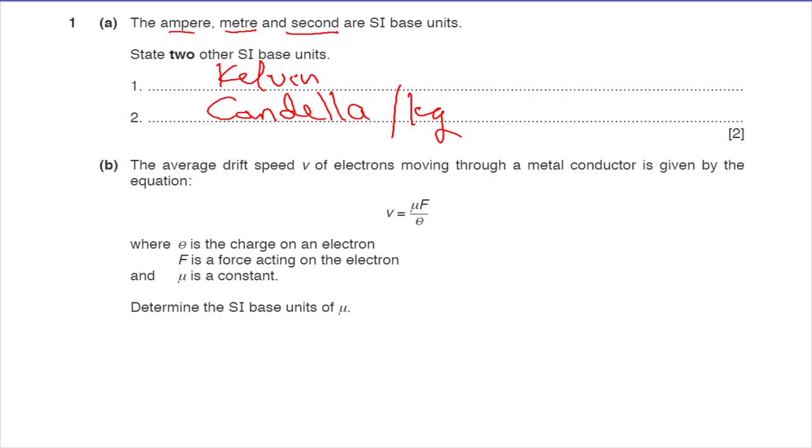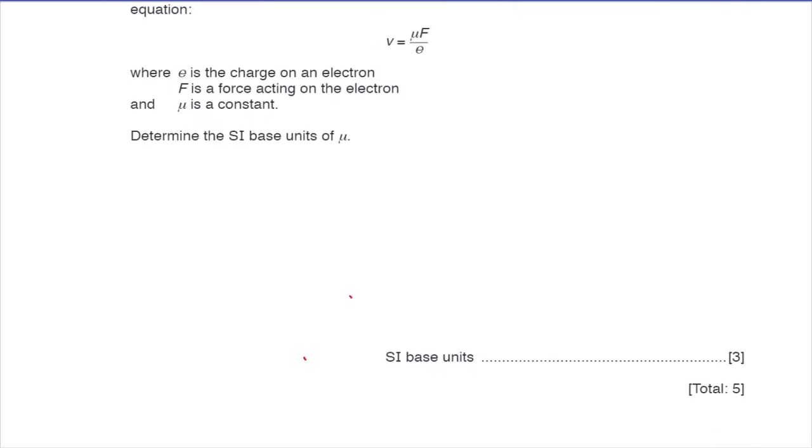The average drift speed v of electrons moving through a metal conductor is given by the equation v is equal to mu F over E, where E is the charge on an electron, F is the force acting on an electron, mu is a constant. Determine the SI base units of mu. Right, so the first thing you need to do here is to make mu the subject of the formula. So your mu is going to be equal to vE over F.